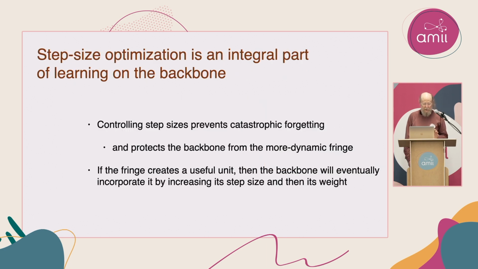And the last thing, I just want to remind you that step size optimization is an integral part of this. Controlling the step sizes prevents catastrophic forgetting, protects the backbone from the more dynamic fringe. So what happens is the fringe units create a shadow weight, they have this connection to the master, and if what the fringe offers to the backbone is something that the backbone finds useful, then the weight to the master will increase its step size first, and then once its step size is non-trivial, the weight will increase and it will join the backbone.